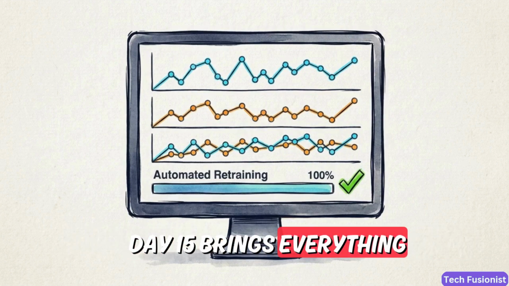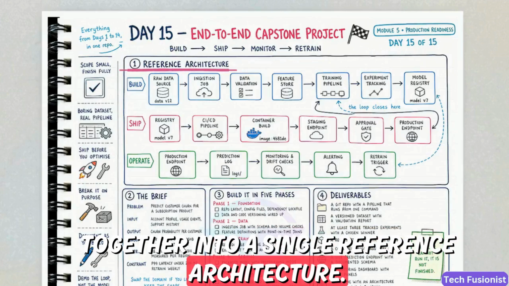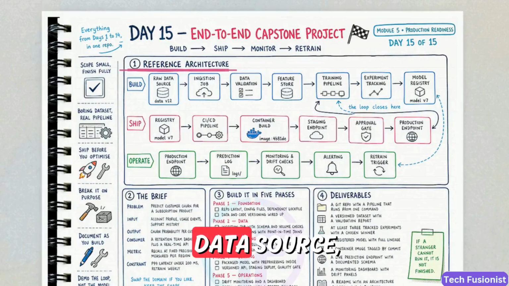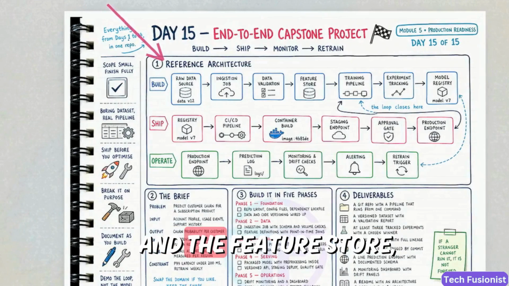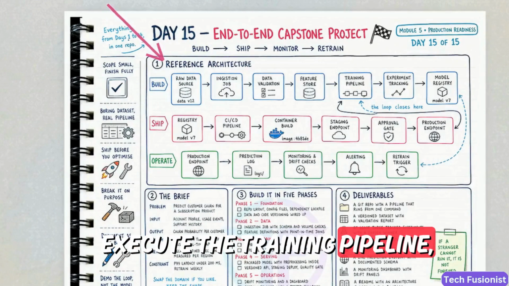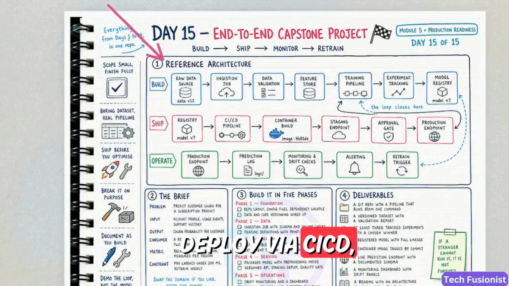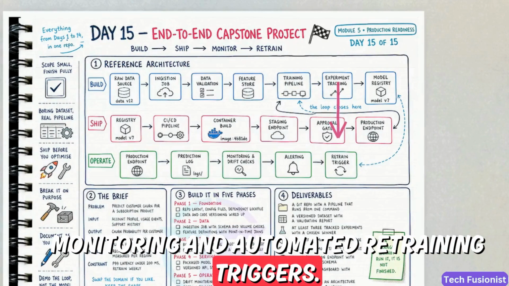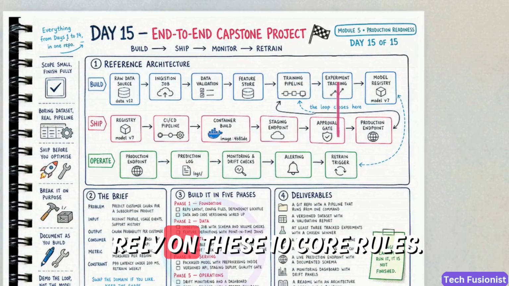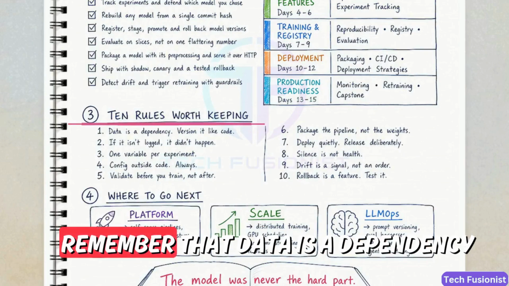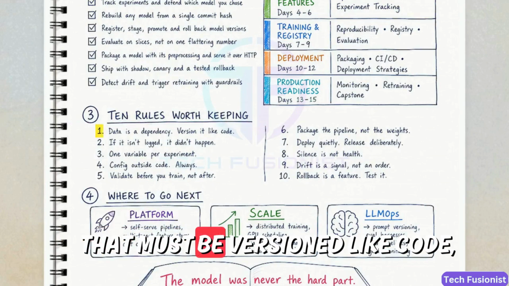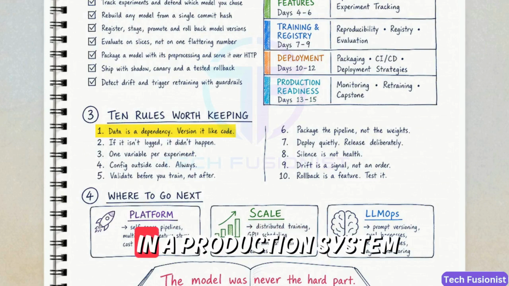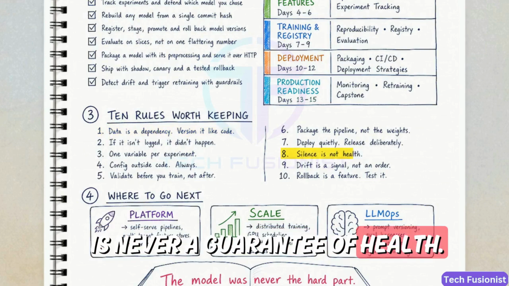Day 15 brings everything together into a single reference architecture. We start at the raw data source, move through ingestion and the feature store, execute the training pipeline, deploy via CI/CD, and close the loop with continuous monitoring and automated retraining triggers. As you manage these systems, rely on these 10 core rules. Remember that data is a dependency that must be versioned like code, and that silence in a production system is never a guarantee of health.